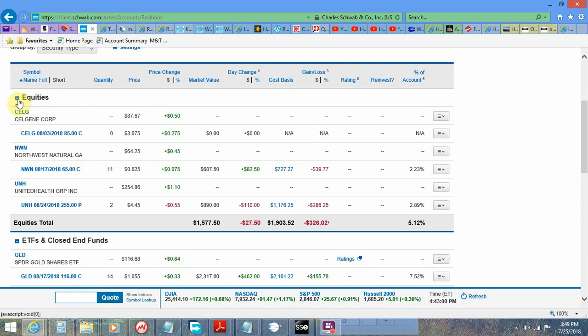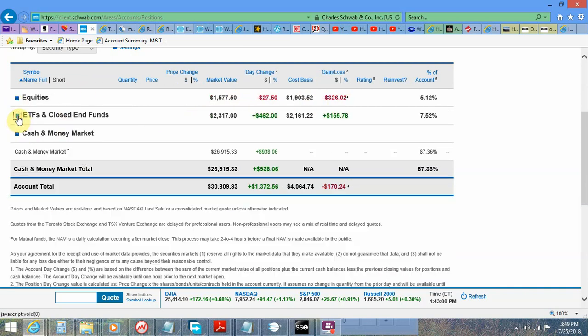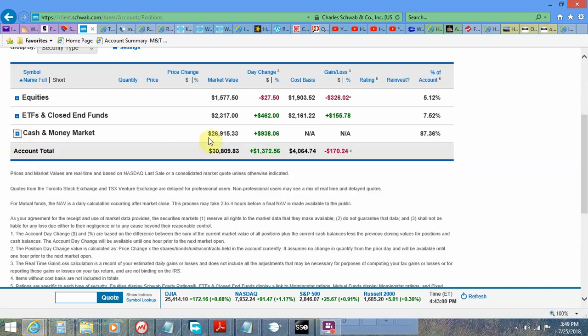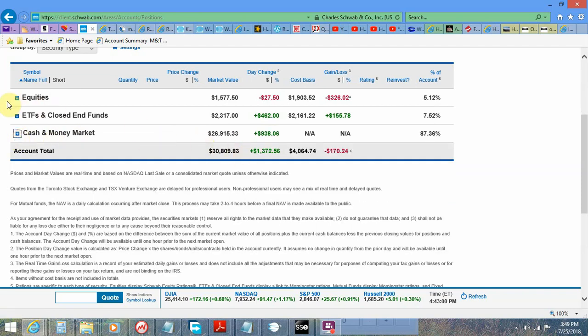If you hit that minus sign, you can collapse all those equities to just seeing the overall line entries. The same for the ETFs. You hit the minus, you collapse that, so you don't see the individual options. You only see the total values. Same thing for your cash. You can collapse that too, but there are no individual line items for that. It's just the cash and then the total. Hit the plus to open them back up again.